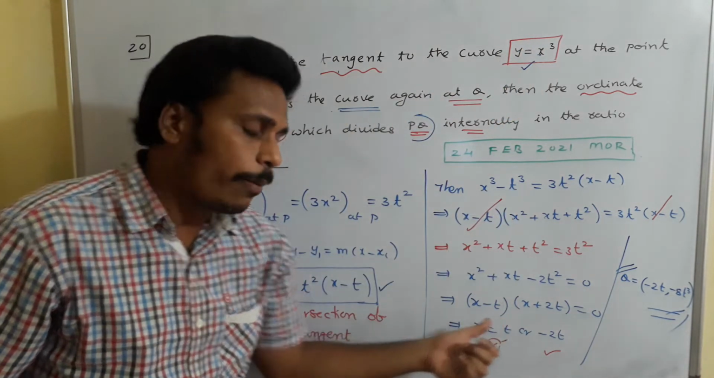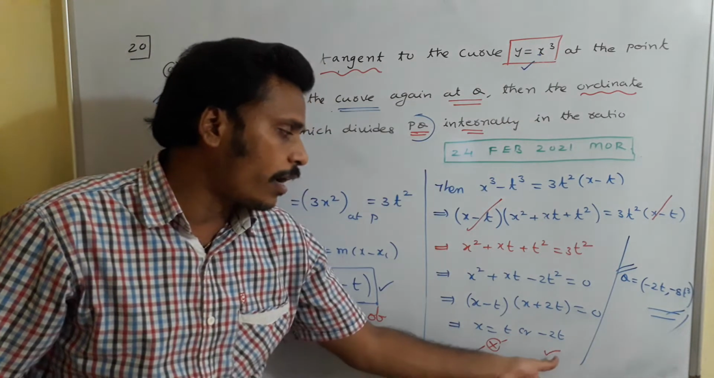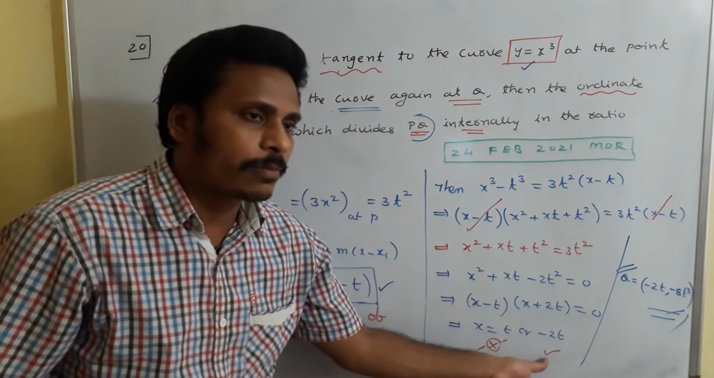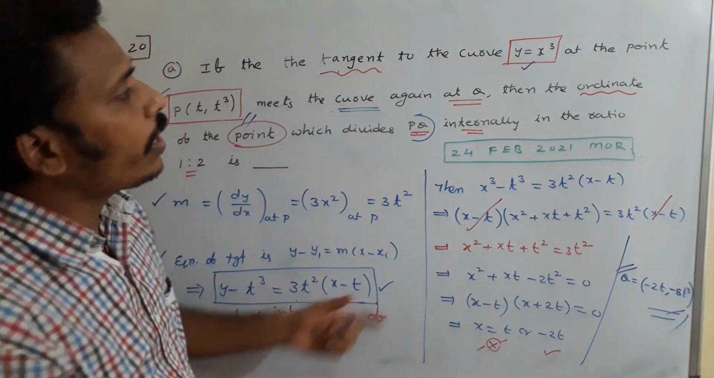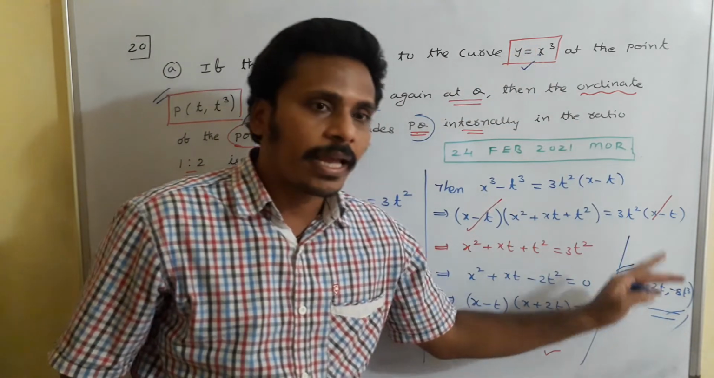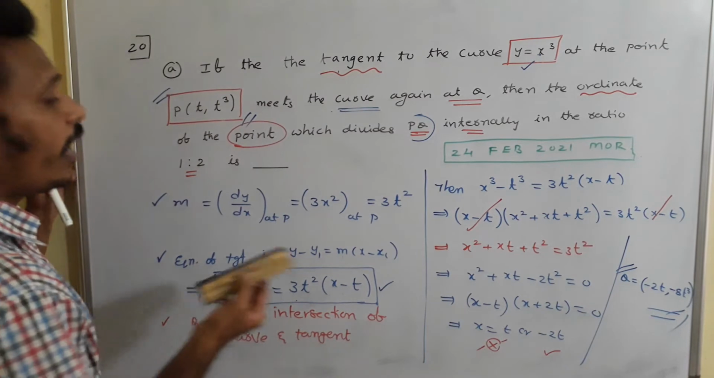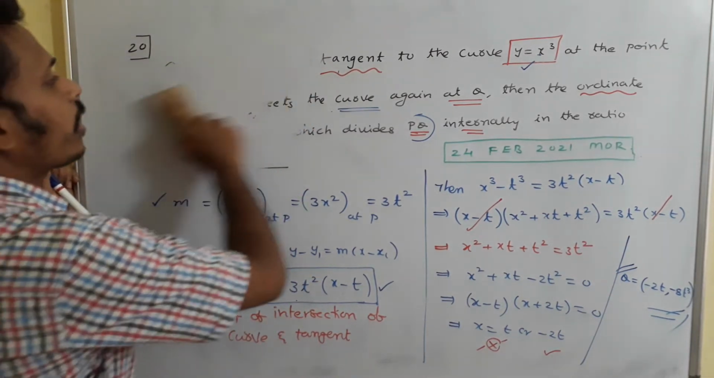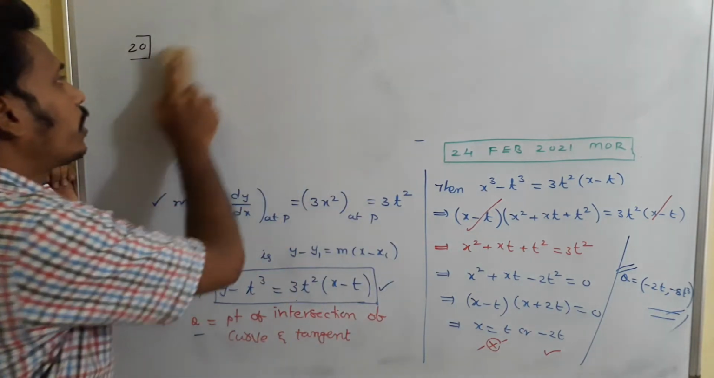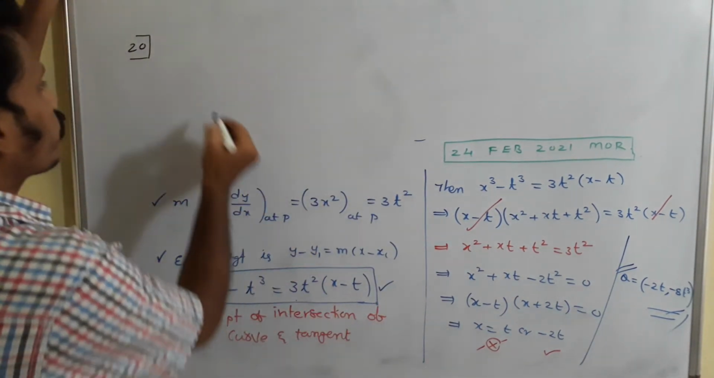If you solve by replacing this y with x cube, our values of x are minus 2t comma t. Okay, since t is neglected, you need to accept minus 2t. So the x coordinate of the point q is minus 2t. From the curve its y coordinate is minus 8t cube. So with this discussion, at the end I have 2 points p and q, but the question is about identifying a third point which is dividing this PQ internally in the ratio 1:2.